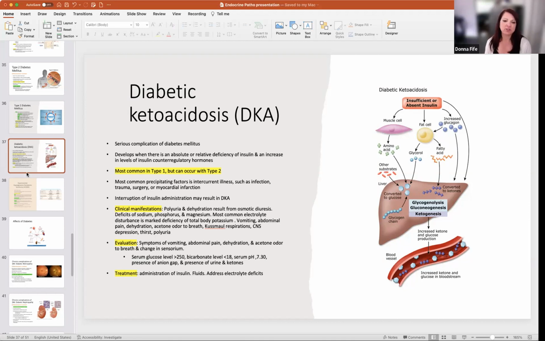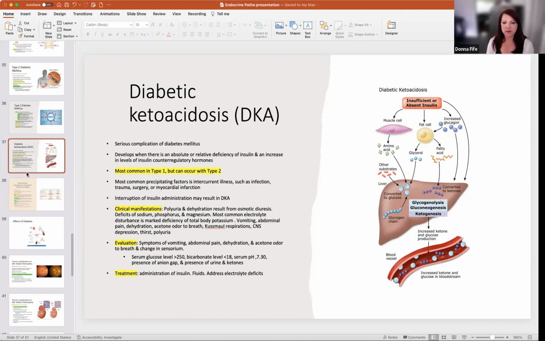Clinical manifestations: polyuria and dehydration result from osmotic diuresis. There are deficits in sodium, phosphorus, and magnesium. The most common electrolyte disturbance is a marked deficiency of total body potassium. Vomiting, abdominal pain, and dehydration. The patient may have an acetone odor to the breath, Kussmaul respirations, CNS depression, thirst, and polyuria.